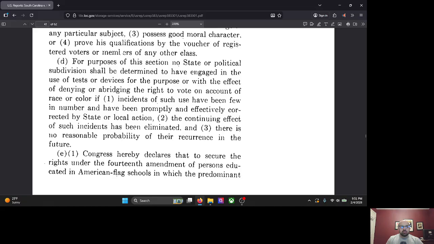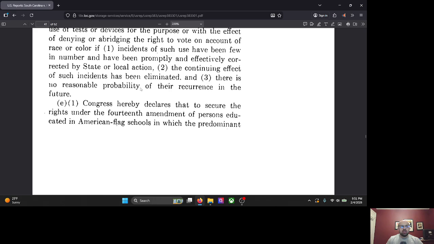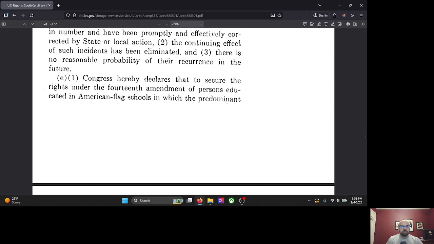For the purposes of this section, no state or political subdivision shall be determined to have engaged in the use of tests or devices for the purpose or with the effect of denying or abridging the right to vote on account of race or color if: 1. Incidents of such use have been few in number and have been promptly and effectively corrected by state or local action; 2. The continuing effect of such incidents has been eliminated; and 3. There is no reasonable probability of their recurrence in the future.